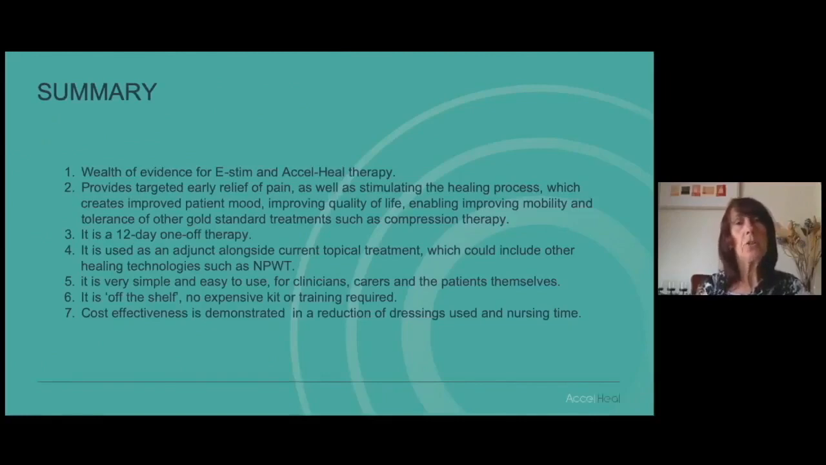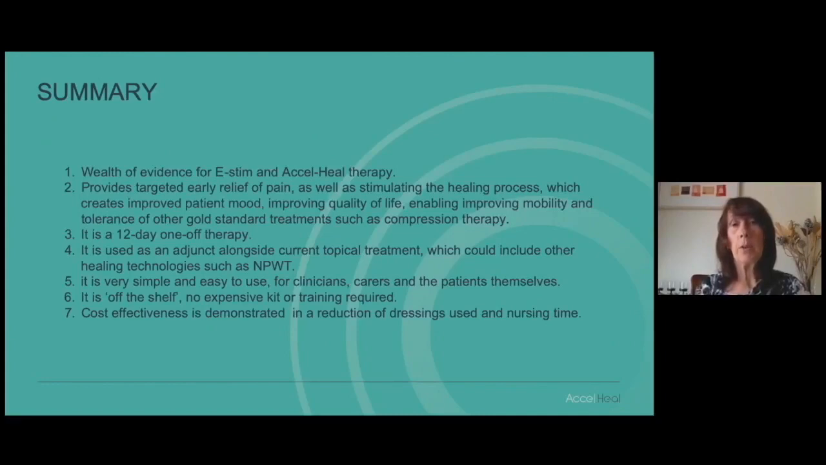So just to finish off, there's a wealth of evidence for electrical stimulation and Accel-Heal therapy, and this is available on the Accel-Heal website. Accel-Heal provides a targeted early relief of pain, as well as stimulating the healing process. And this obviously improves patients' mood and quality of life, improving mobility, allowing them to have social activities again. And it also allows tolerance of other gold standard treatments such as compression therapy, and can be used alongside other advanced therapies such as topical negative pressure.